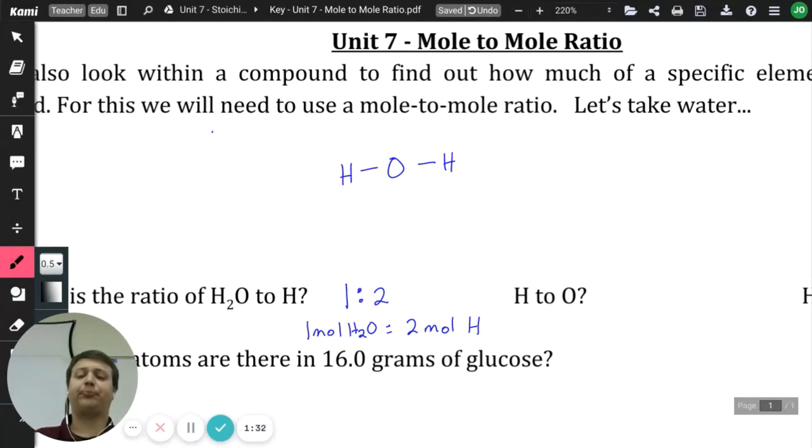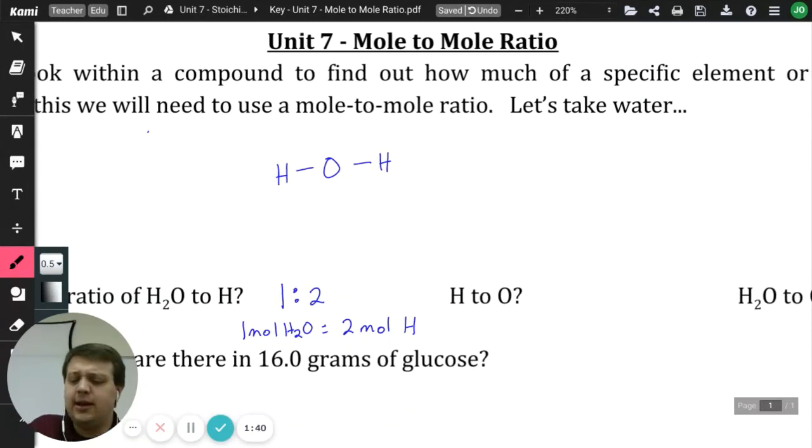Okay? What about the ratio of hydrogen to oxygen? So again, we're still talking about water here, right? So looking at this, if I've got hydrogen, how many hydrogen do I have? I've got 2 hydrogen. So it is a 2 to 1 ratio. So for every 2 moles of hydrogen, that's going to equal 1 mole of oxygen.